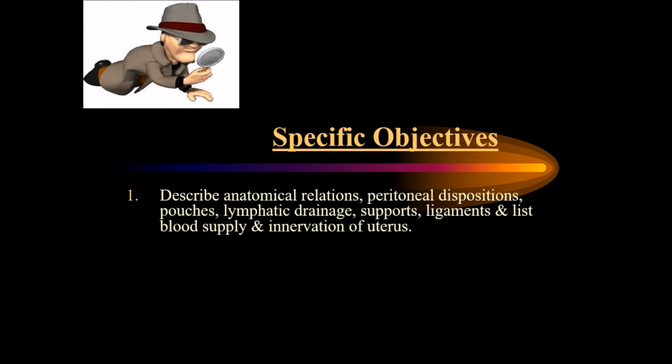This is the specific objective related to this topic: describe the anatomical relations, peritoneal dispositions, pouches, lymphatic drainage, supports, ligaments, and list the blood supply as well as innervation of the uterus. So these are some of the important parts on which we'll be discussing today's topic.